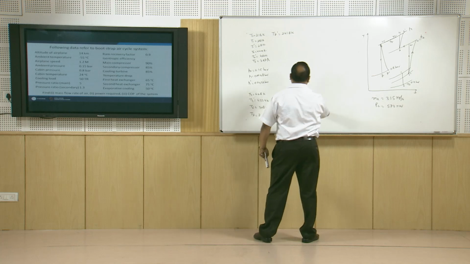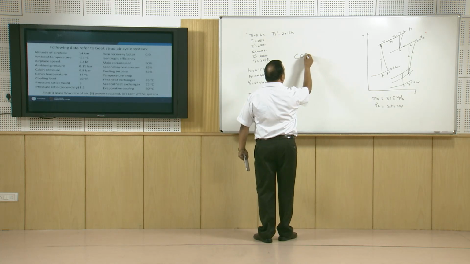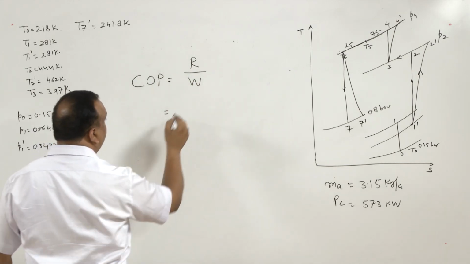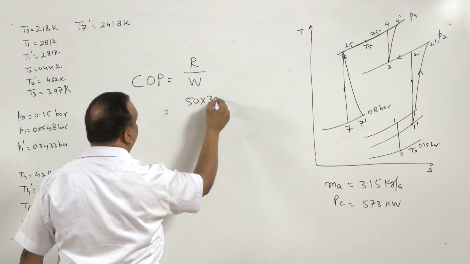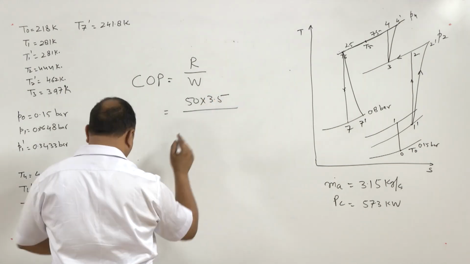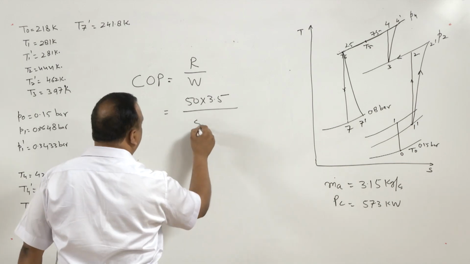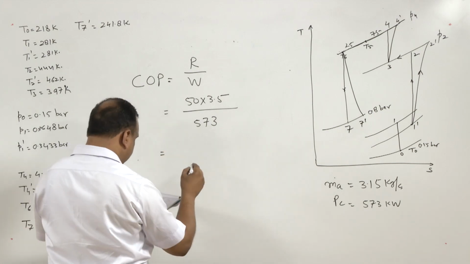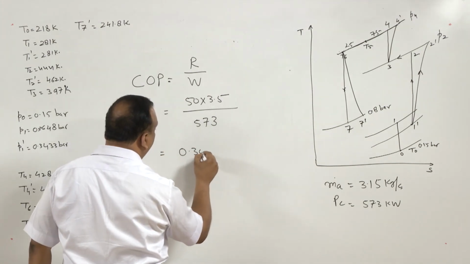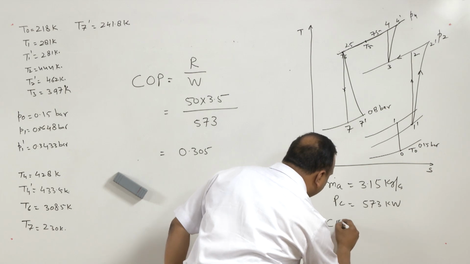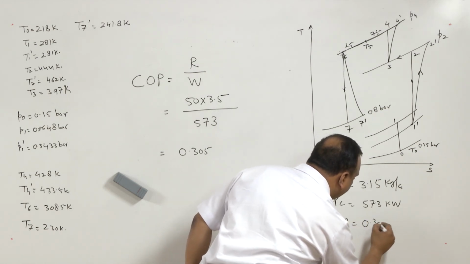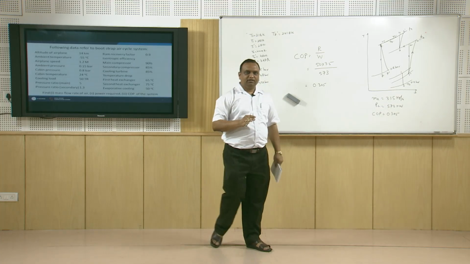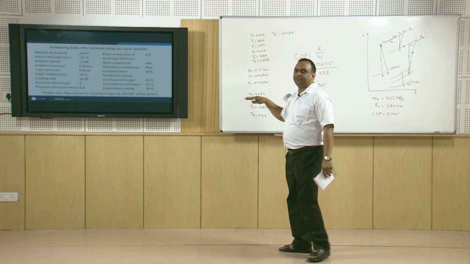Now, the third one is the COP of the system, coefficient of performance of the system. So, coefficient of performance is refrigerating effect divided by the work consumed by the compressor. So, refrigerating effect is 50 into 3.5 kilowatt divided by 573, that is the power consumed by the compressor, and this will give us the COP of the system as 0.305. So, COP of the system is 0.305.